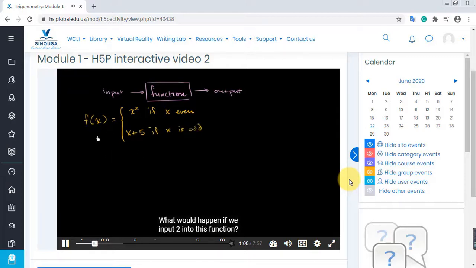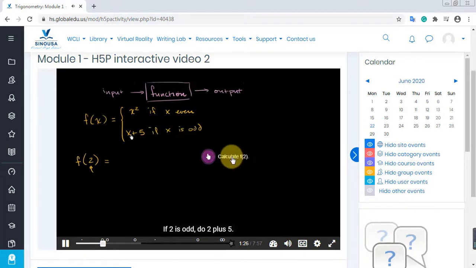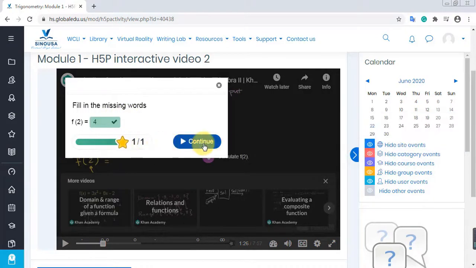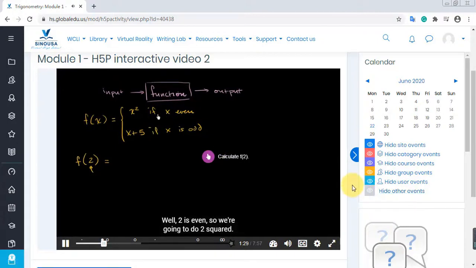So what would happen if we input 2 into this function? And the way that we would denote inputting 2 is that we would want to evaluate f of 2. This is saying let's input 2 into our function f. And everywhere we see this x here, this variable, you can kind of use this as a placeholder, let's replace it with our input. So let's see, if 2 is even, do 2 squared. If 2 is odd, do 2 plus 5. Well, 2 is even, so we're going to do 2 squared. So in this case, f of 2 is going to be 2 squared, or 4.